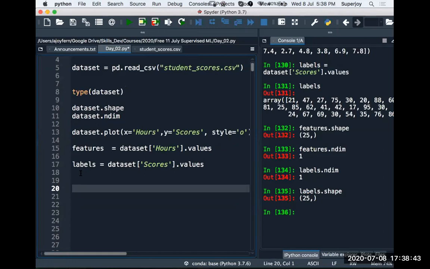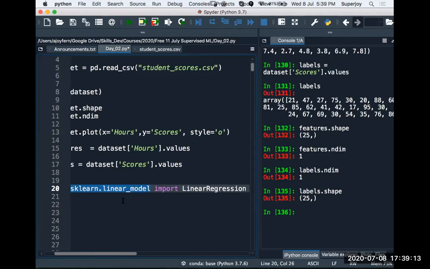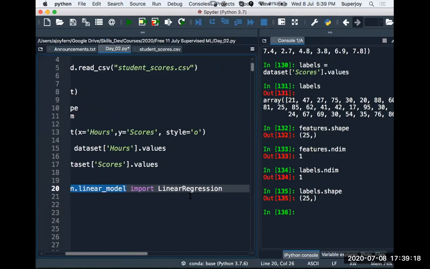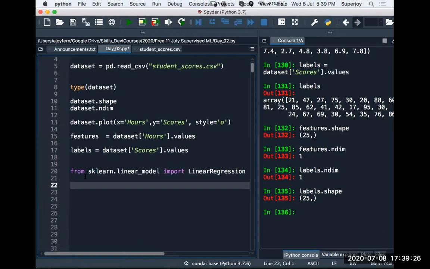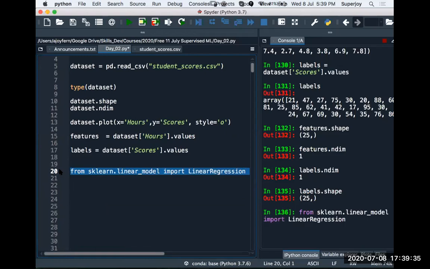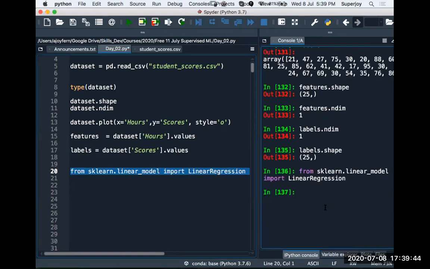Ab main us class ko leke aane wala hun jiske andar algorithm chupa hua hai. So how to do that, guys? From sklearn dot linear_model import LinearRegression. It is a linear regression actually, right? So iska matlab kya hai? Iska matlab ye hai ki scikit-learn library mein se sirf hum linear regression class ko import kar rahe hain. Let's see if that is possible or not. Okay, we are able to import.